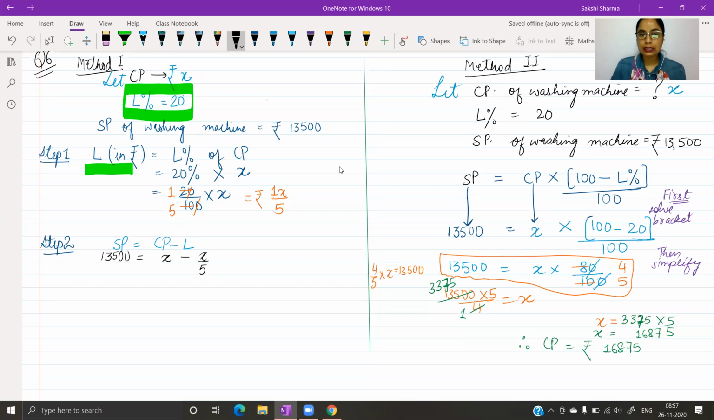So on the right hand side, I will be taking LCM. X can be written as X over 1. The LCM will be 5. And then you can just simplify.